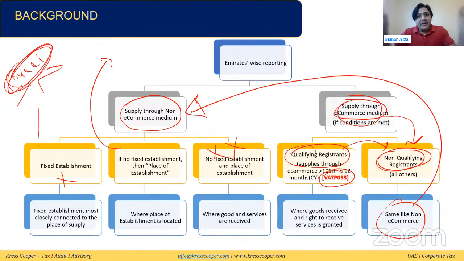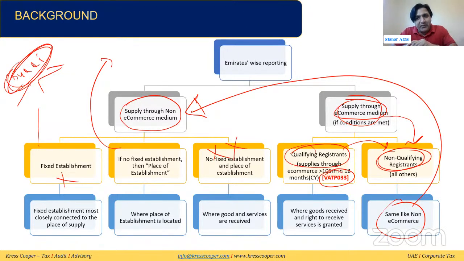If we are supplying through the non-e-commerce medium, we need to identify the fixed establishment, and we need to report in the Emirates most closely connected to the fixed establishment. If there is no fixed establishment, we need to consider the place of establishment. Where the place of establishment is located, we need to report the supplies in the respective emirate. Where there is no fixed establishment and no place of establishment, we need to report where these goods and services are being received.